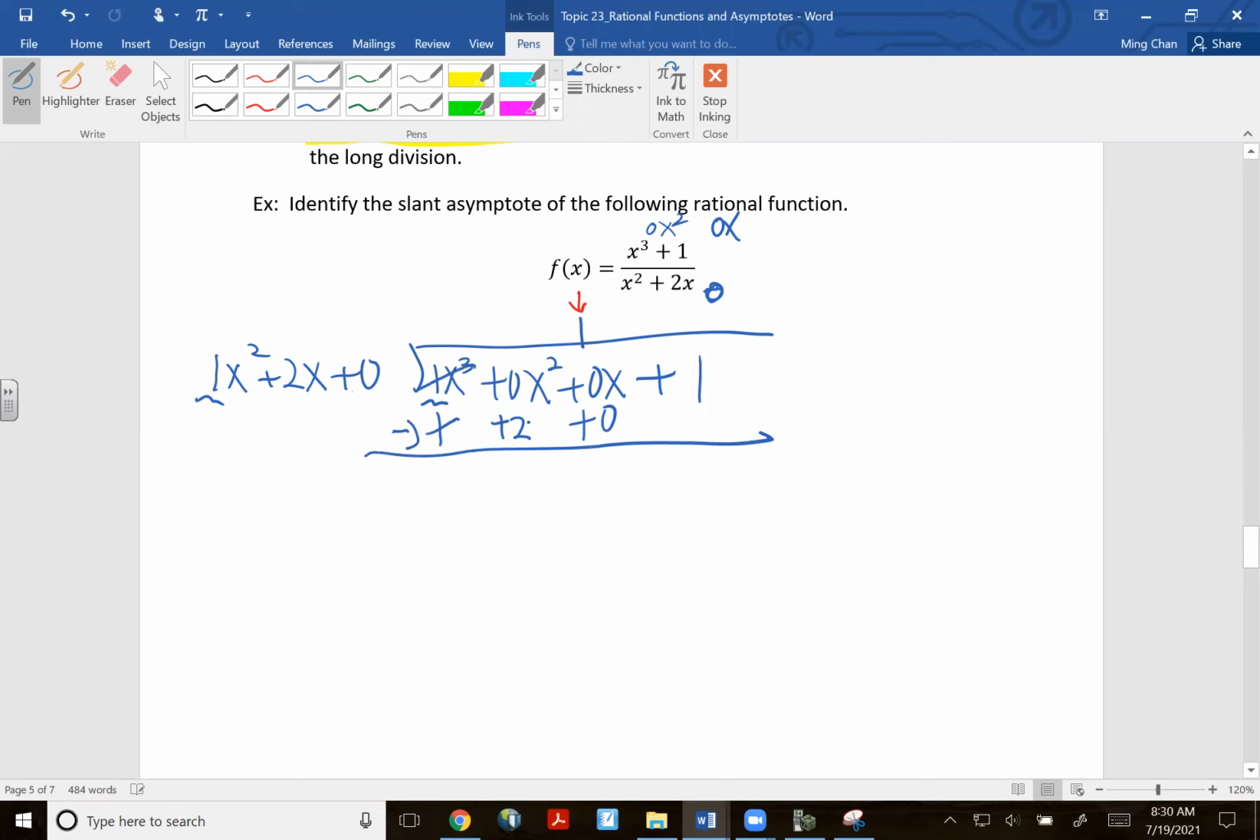The first term should always cancel out. 0 minus 2 is negative 2. 0 minus 0 is 0. So now I only have 2 terms on the inside, so I have to bring down the last term.